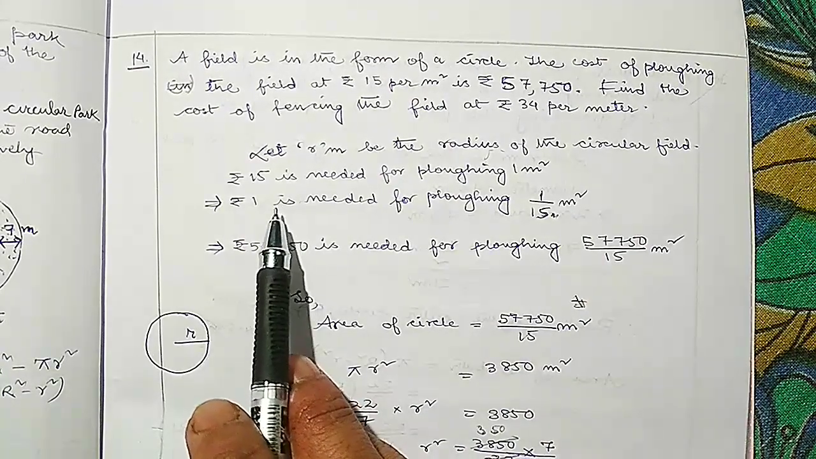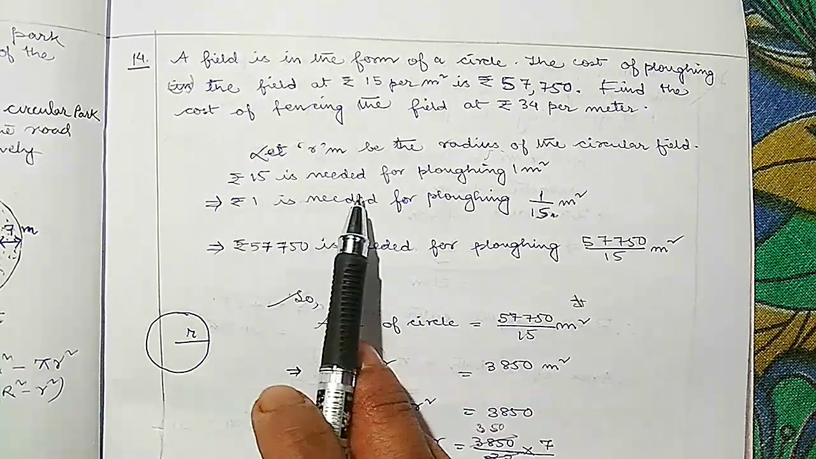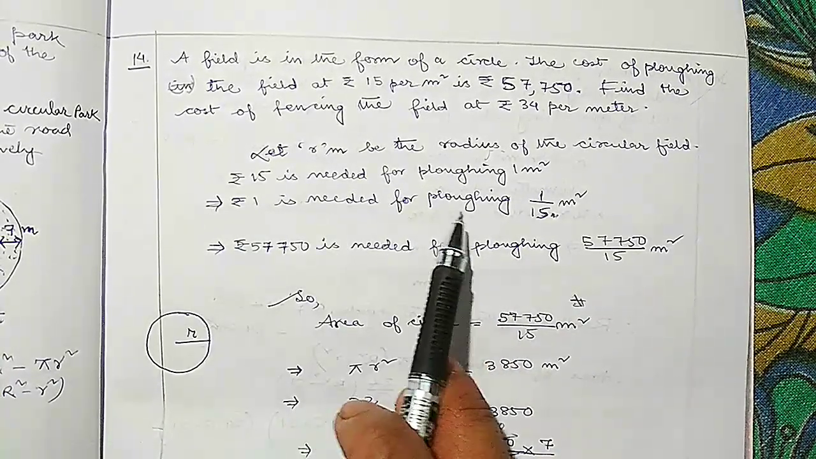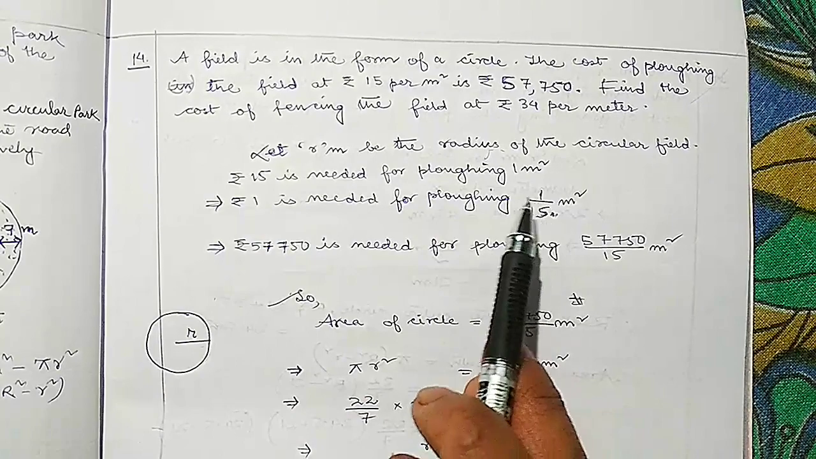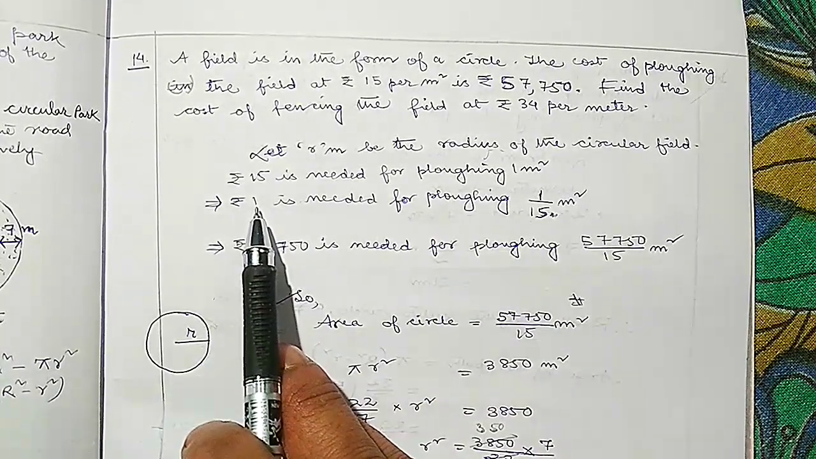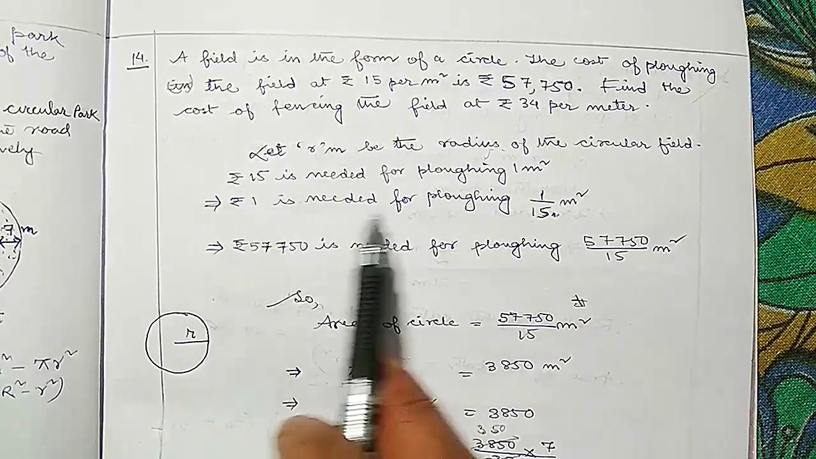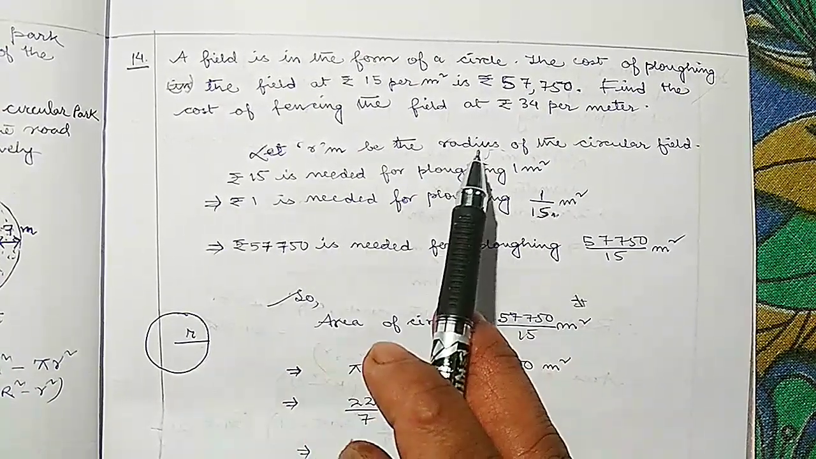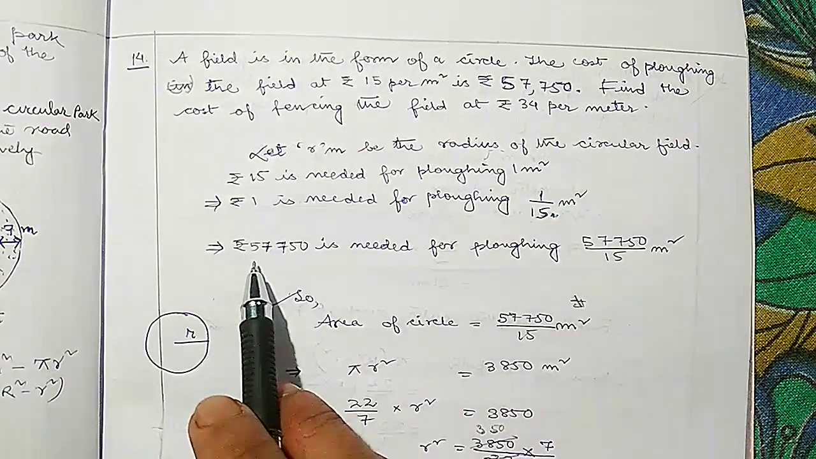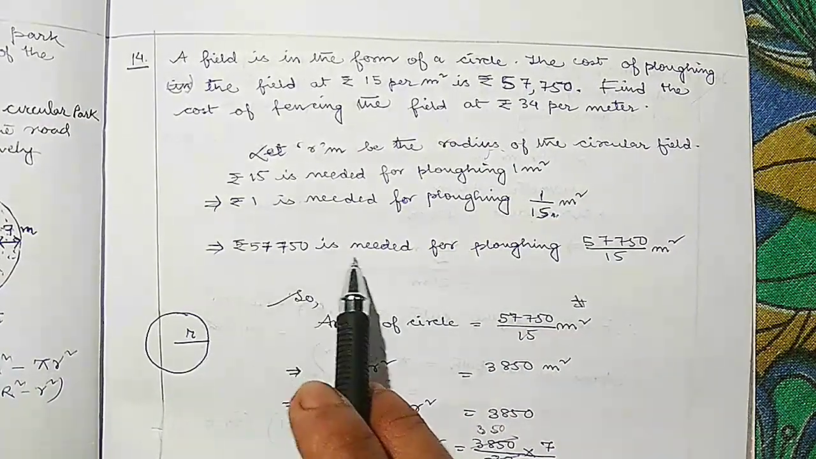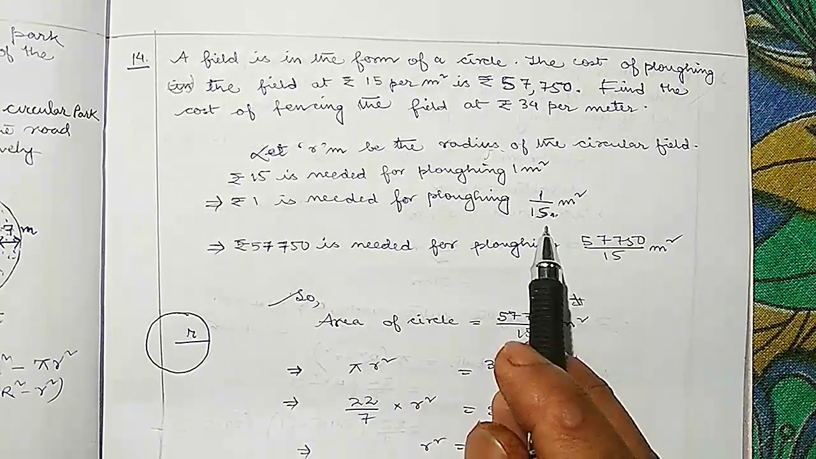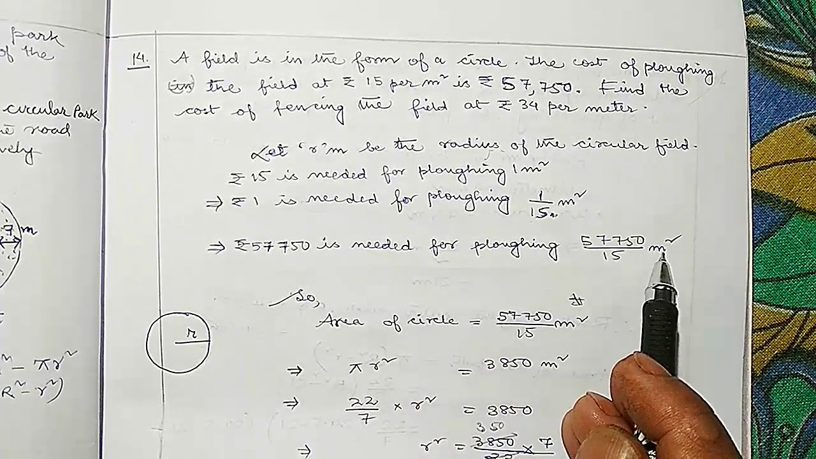In the question it is given that rupees 15 is needed for ploughing 1 meter square. Therefore rupee 1 is needed for ploughing 1 by 15, that is 1 divided by 15, because with rupee 1 you are going to plough a lesser area. So that's why we have to divide. Here the total cost is rupees 57,750. So rupees 57,750 is needed for ploughing 57750 divided by 15 meter square.